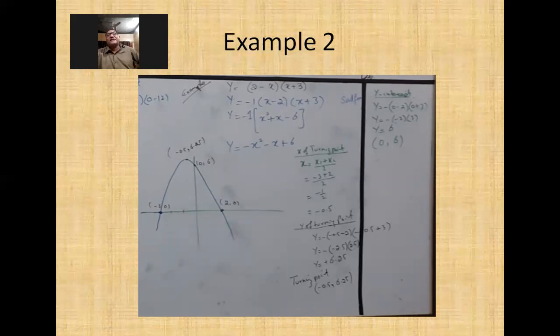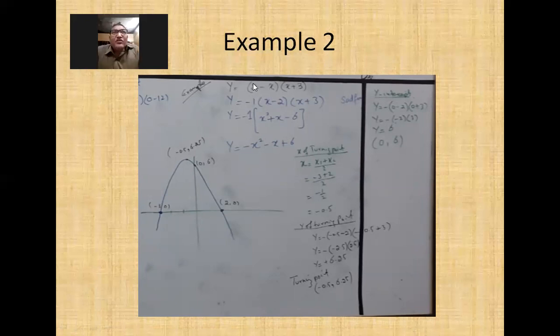So you can see here another example: y equals 2 minus x into x plus 3. I need to draw the graph. This order is not right. 2 minus x is not right. It should be x minus 2 or x plus 2. X should come first and it should be positive.